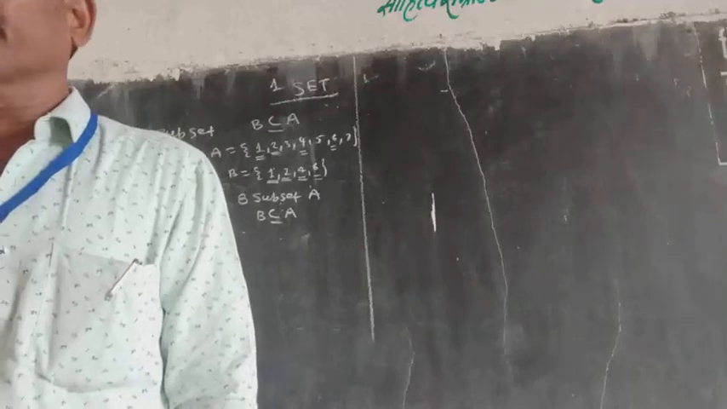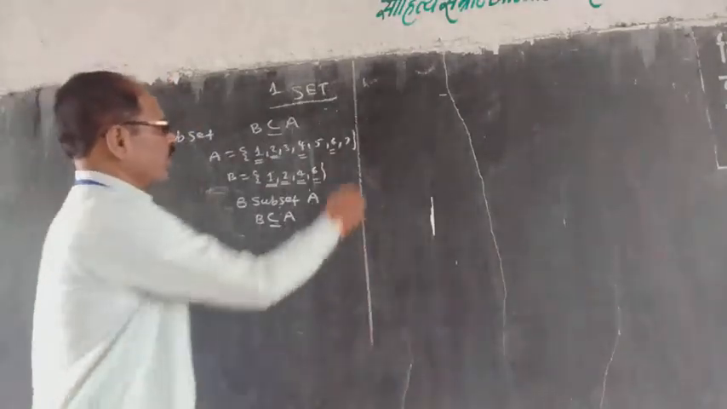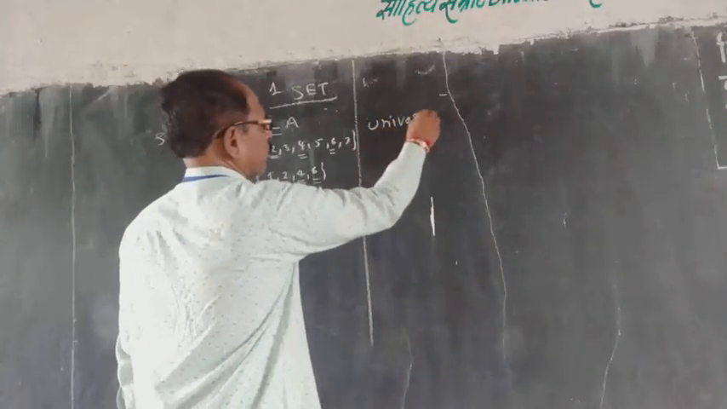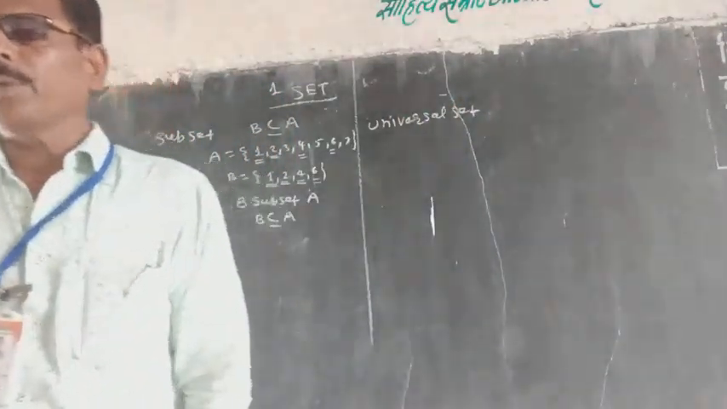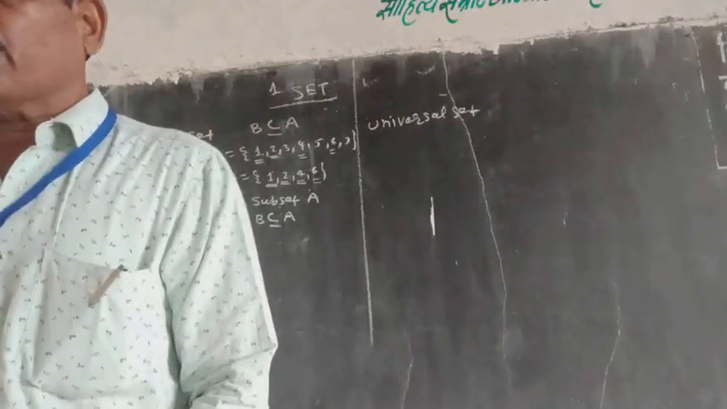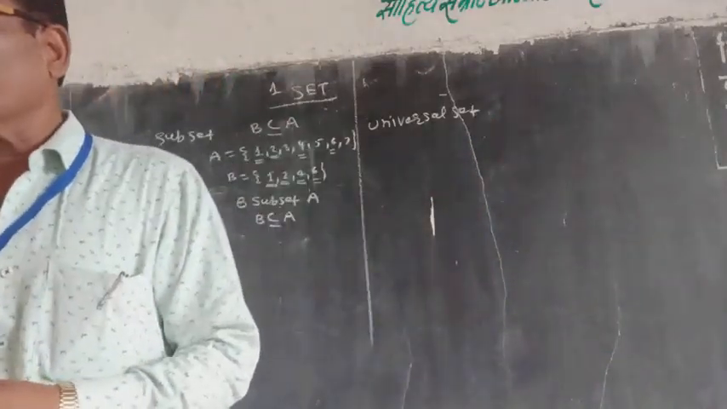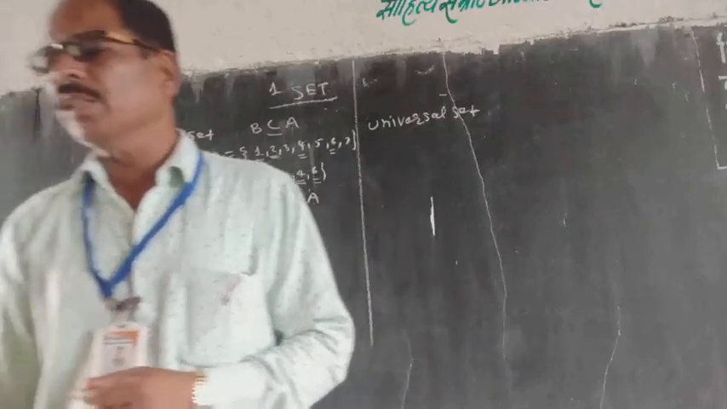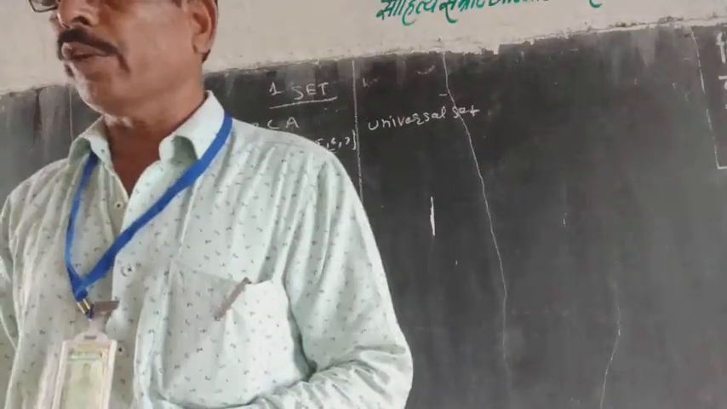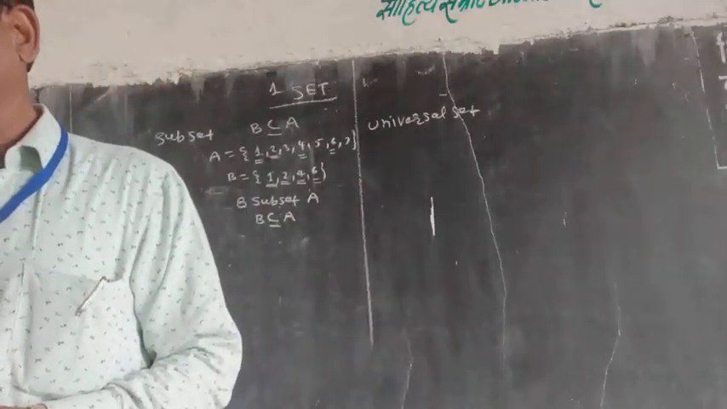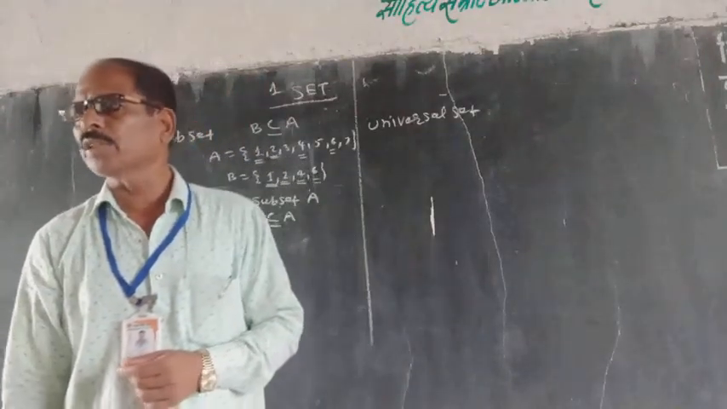Similarly, we can write the universal set. Which is the universal set? The definition of universal set is: think of a bigger set which will accommodate all the given sets under consideration, which in general is known as the universal set, so that the sets under consideration are subsets of the universal set.